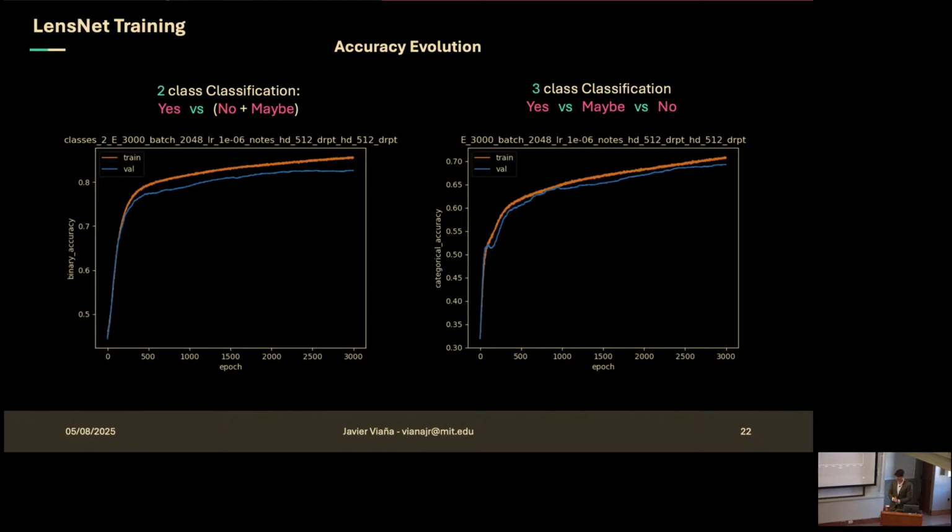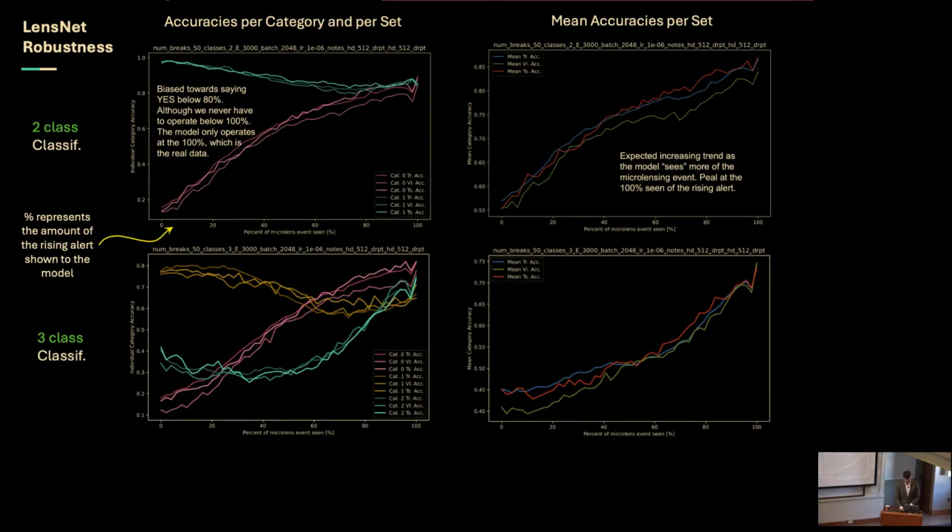That would be a good guess, right? It needs to go up before. But it's somewhere there. If you look at the three-class classification problem, it's starting around 33%, which is around the probability that you would get there.